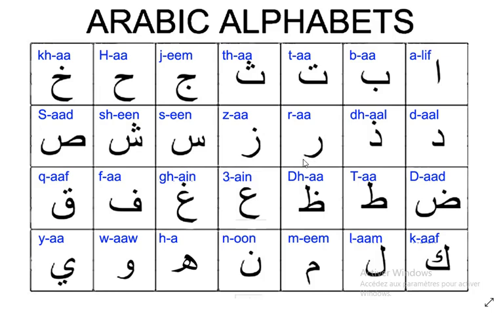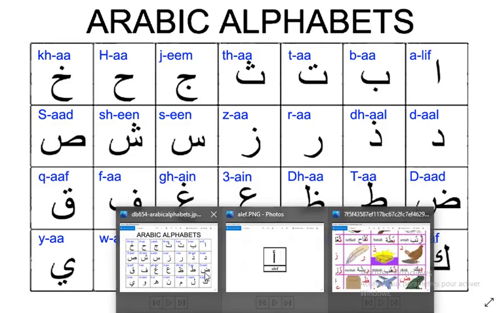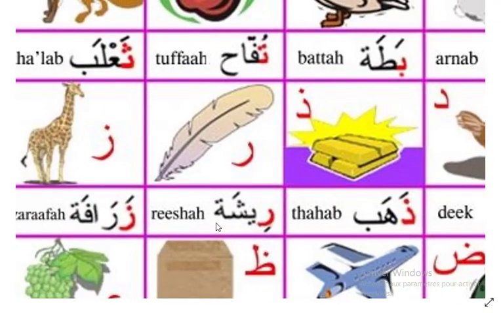Ra. This is the name. The sound is ra, just like the letter R. I'm going to give you an example: risha. Risha means feather.